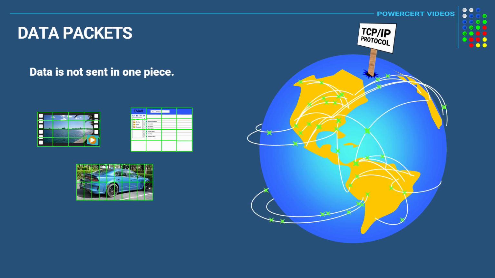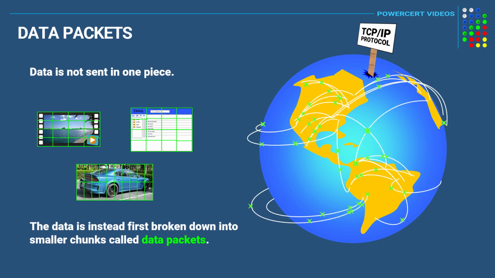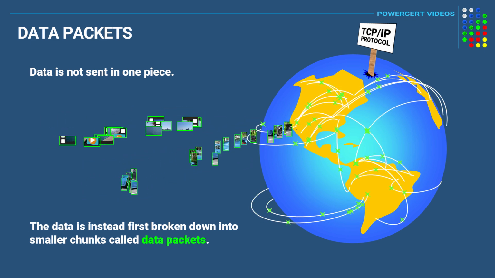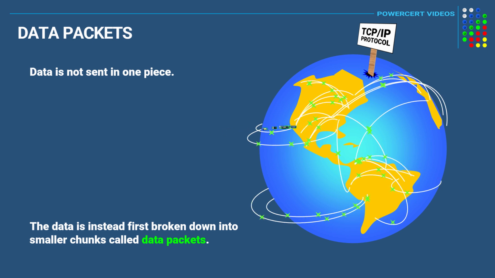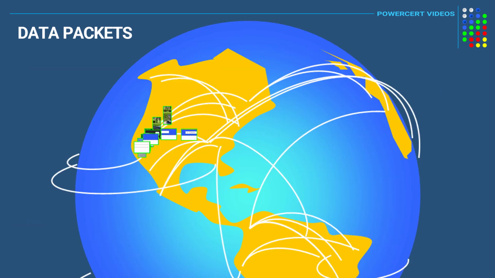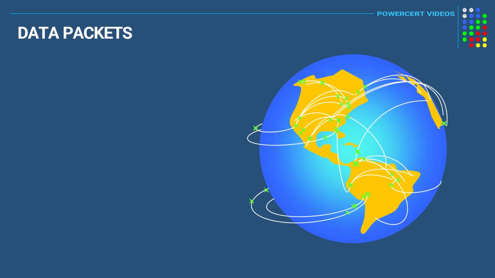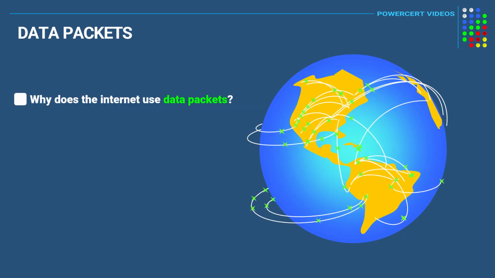Instead, the data is first broken down into smaller chunks and then they are sent. And these small chunks are called data packets. And as each data packet is sent, they will independently travel across the internet through various devices and networks and arrive at the destination. So the next question is, well, why does the internet use data packets?